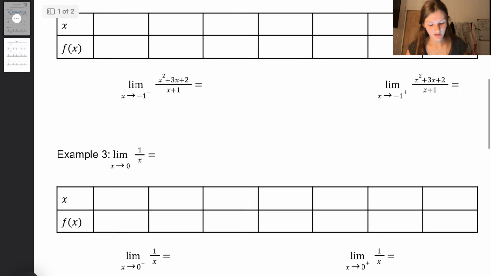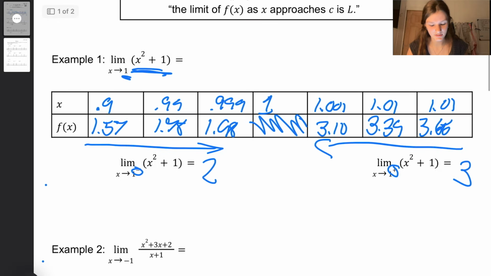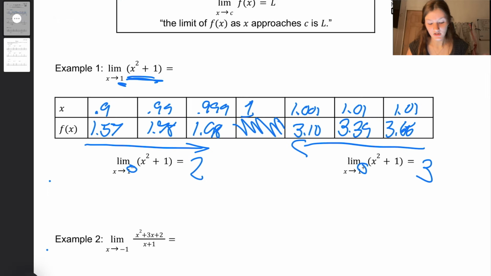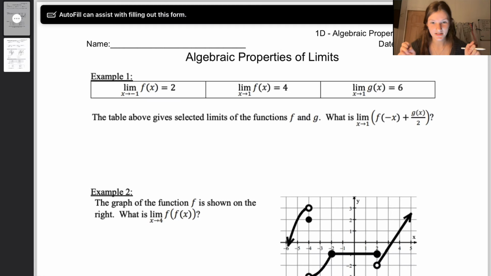If it's just more complex fractions like this, your calculator can do it. So that's all we have to know for the table. It can come in handy if you really are so confused and you don't know what to do. It's just a little time consuming to type all those numbers in and figure out which way it's going into the graph, but it works. Do what works. So, algebraic properties of limits.